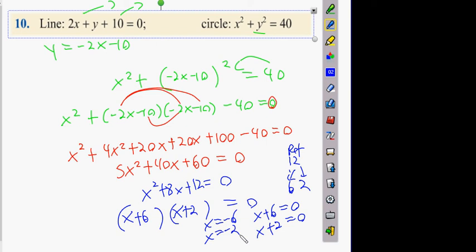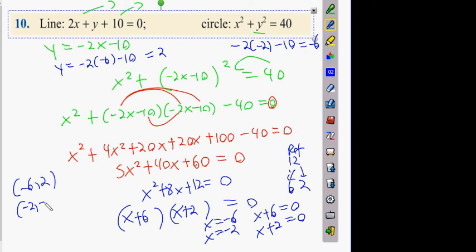Anybody know the y values? y equals minus 2 brackets minus 6 minus 10. Put that in the calculator and you get 2. So when x is minus 6, y is 2. And finally, when x is minus 2, it's going to be minus 2 times minus 2 minus 10. y is going to be minus 6. So when x is minus 2, y is minus 6.